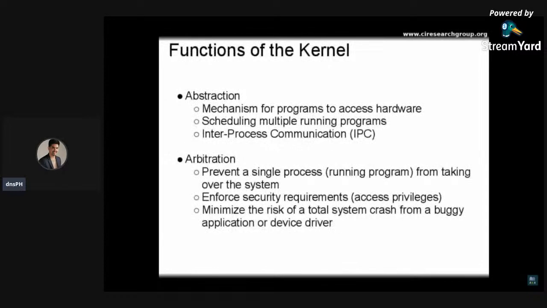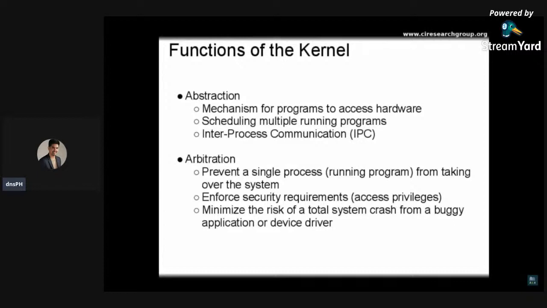A kernel provides 2 functions, the same 2 functions as the operating system. It provides abstraction and arbitration. The kernel provides abstraction in the sense that it provides a mechanism for programs to access hardware, a way to schedule multiple programs on the system, and it provides some method for inter-process communication, or IPC, a way for programs to send messages to each other or send messages to hardware devices or out to the network.